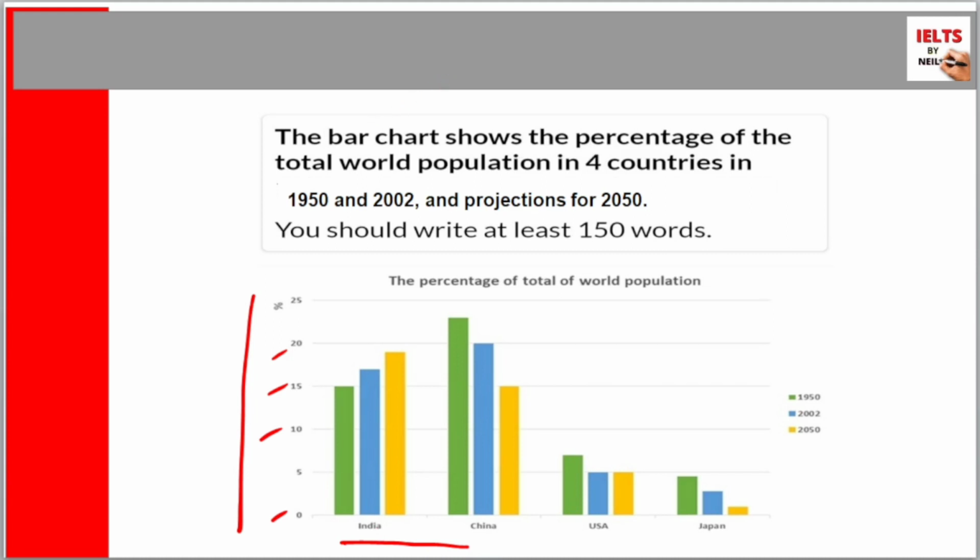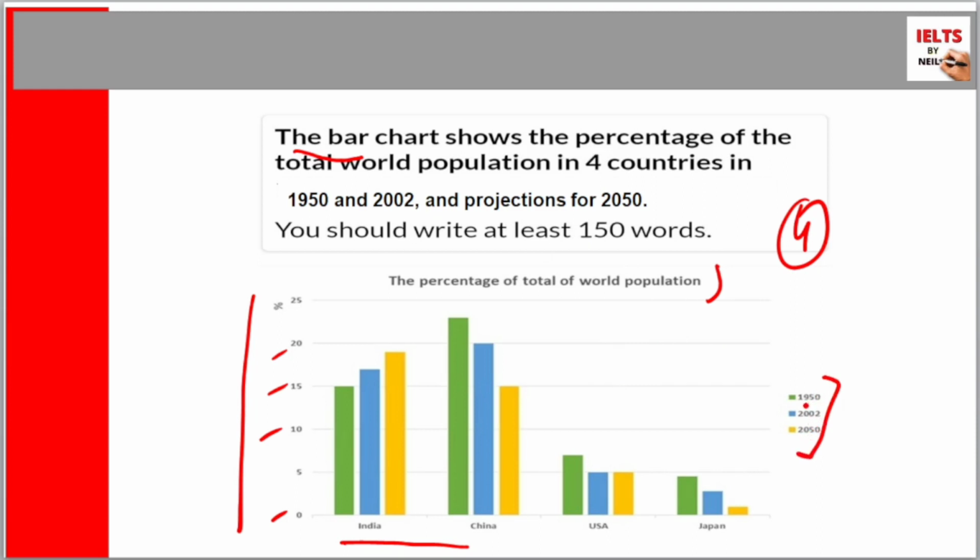Let's read this question and try to understand what is being asked. The question is: the bar chart shows the percentages of the total world population in 4 countries. So they are talking about 4 countries and they're talking about the population here. Also the years are given. These are the years here: 1950, 2002, and 2050.